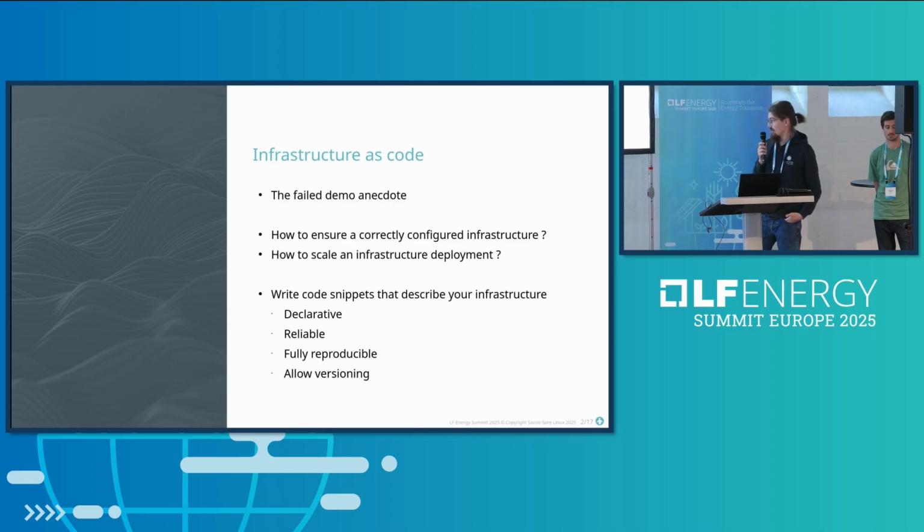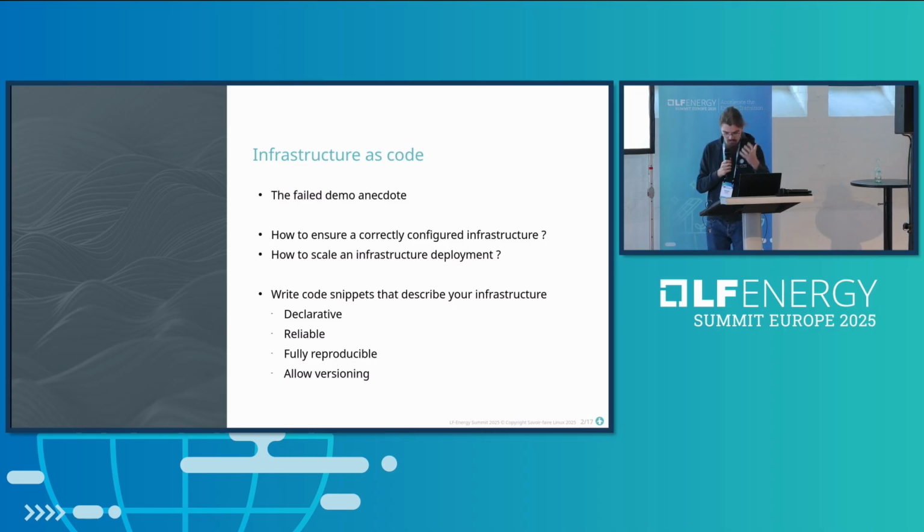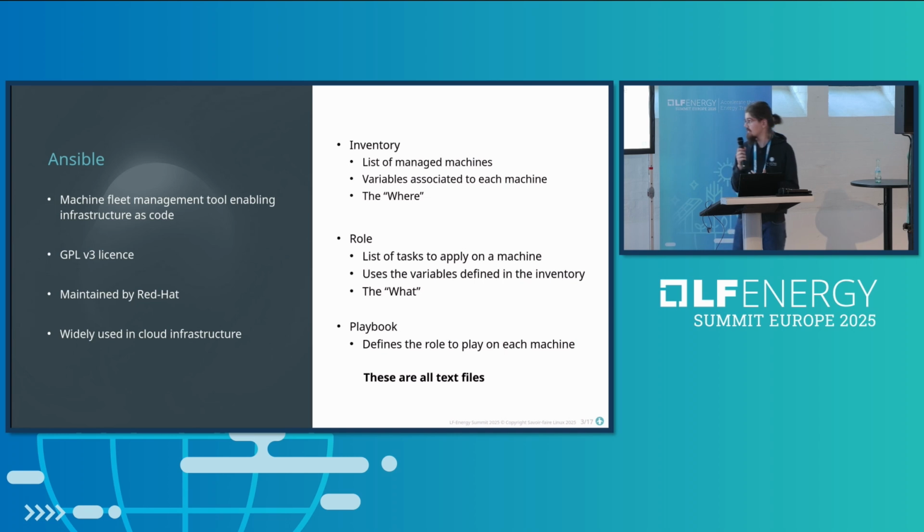So what is infrastructure as code? It is code snippets that you write to describe your infrastructure. So it's a declarative approach in text files that is fully reliable, reproducible because you can replay the same configuration many times, and that also allows versioning because it is only text files. So that's the philosophy, and the tool we chose for that is Ansible, which is a machine fleet management tool maintained by Red Hat. It is widely used in cloud infrastructures today, but not so much in the energy sector.